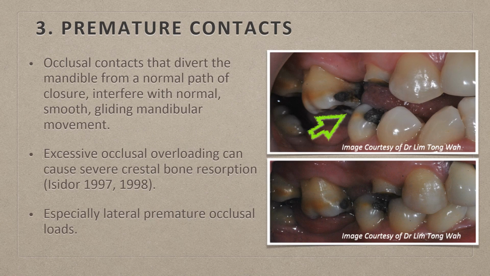Premature contact is defined as occlusal contacts that divert the mandible from a normal path of closure and interfere with normal, smooth, gliding mandibular movement. It will result in excessive occlusal loading on the prostheses. Loss of osseointegration and excessive marginal bone loss from excessive lateral load provided by premature occlusal contacts were demonstrated in several animal studies as stated in this slide. These images show an example of premature contact on upper right 6 and lower right 5.